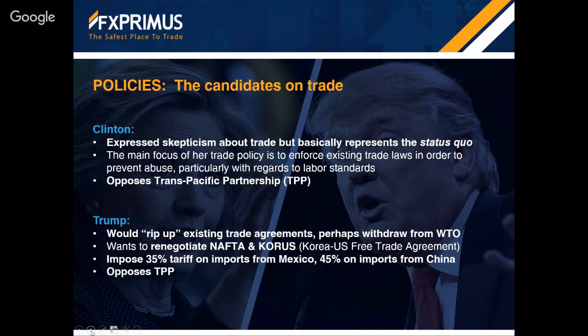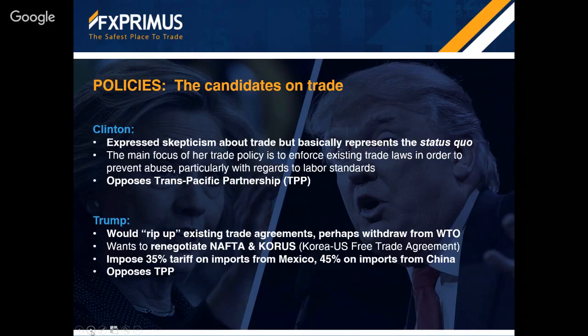The main focus of her trade policy is to enforce existing trade laws. She wants to prevent abuse, particularly with regards to labor standards. A lot of countries don't enforce pollution controls. They don't allow unions. When was the last time you heard of an independent union in China, for example? These are infractions of the trade agreements. She wants to enforce them to make a more level playing field among countries.